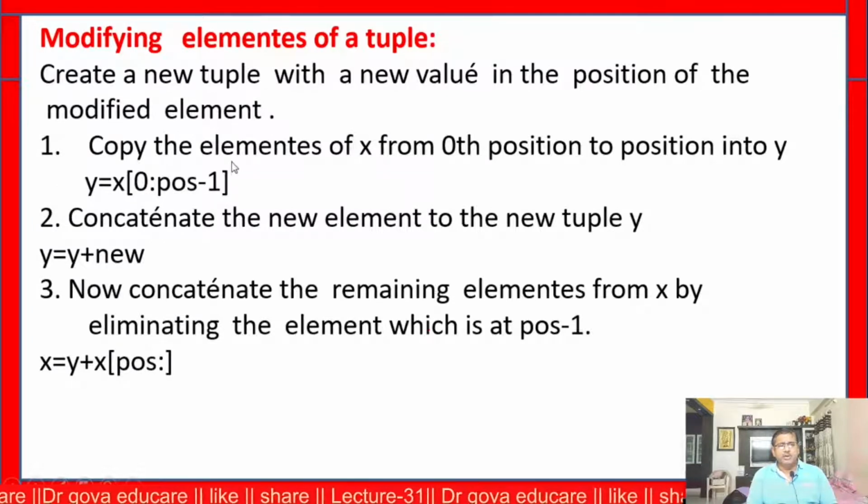Step 1 is to copy the elements of x from the 0th position up to the position into y. First I am copying. Next, concatenate the new element to the new tuple, that is y is equal to y plus new. Here new is a tuple with a single value. Third, concatenate the remaining elements from x by eliminating the element which is at position minus 1, that is x is equal to y plus x of position to end. And executing this.